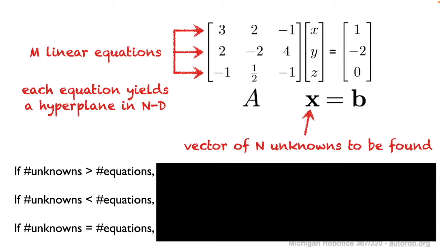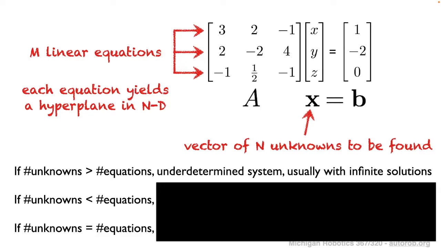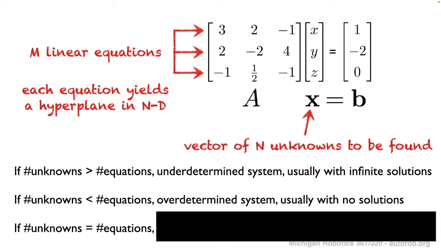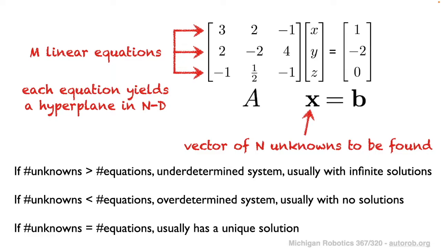In the case where the number of unknowns is greater than the number of equations, this is called an underdetermined system, which usually corresponds to an infinite set of solutions that satisfy the linear equations. If the number of unknowns is less than the number of equations, we call this an overdetermined system, which usually has no solutions that satisfy each of the equations. Finally, if the number of unknowns is exactly equal to the number of equations, there would be a single unique solution.